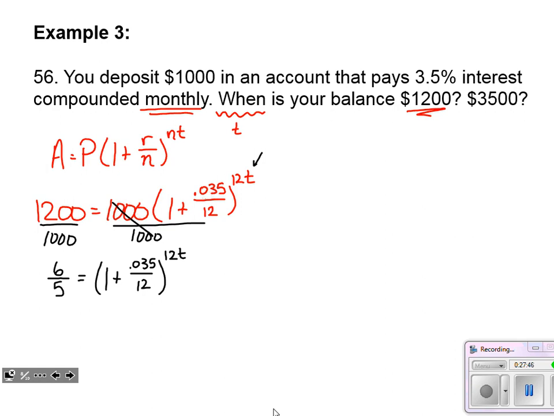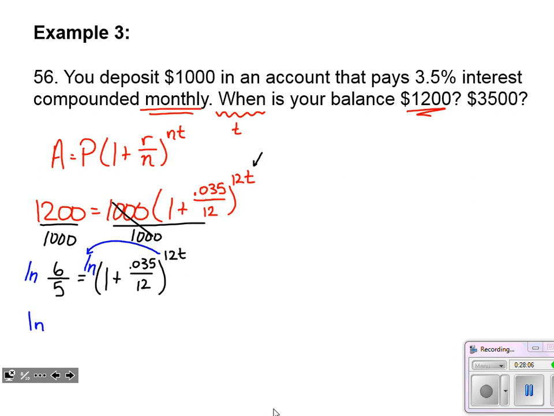Next, what I'm going to do, I need to free that exponent. So I'm going to log both sides, and technically you could use that log base method if you so chose. I prefer to log both sides in this situation, but it's your call. That will allow us to free that 12t, that exponent.